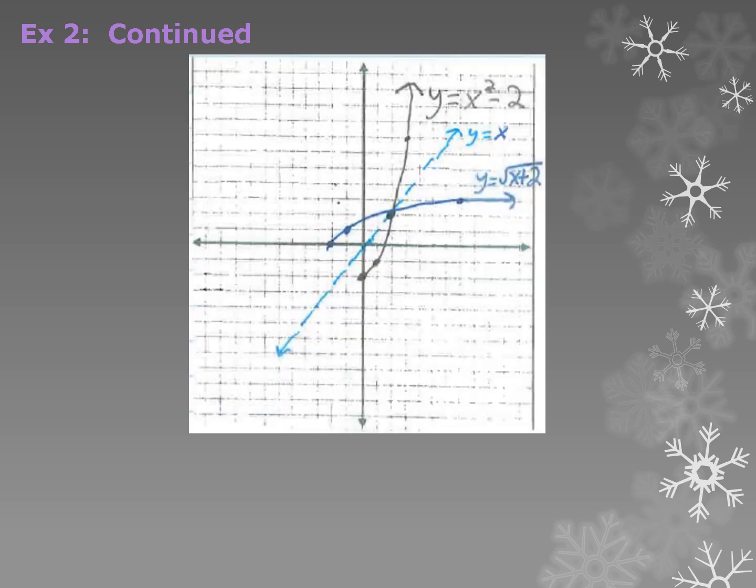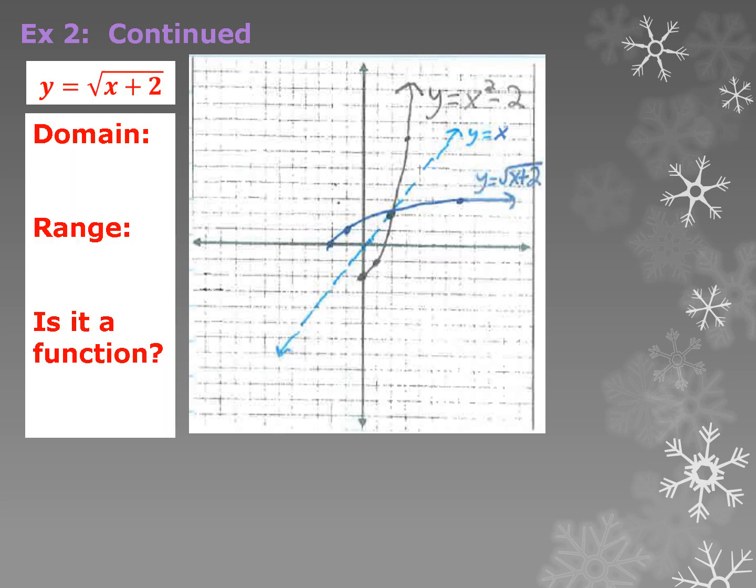All right, let's look at the graph of these two functions. The original function is in blue, and the inverse is in black. Let's talk about the domain and range of the original. The domain of the original is -2 to infinity. The range of the original is 0 to infinity. Is the original a function? Yeah, it is. Let's talk about the inverse now.